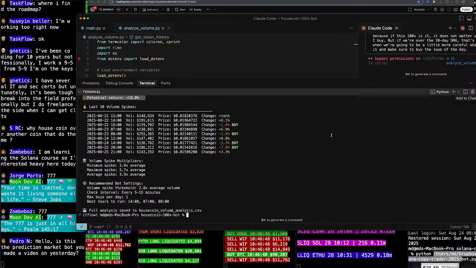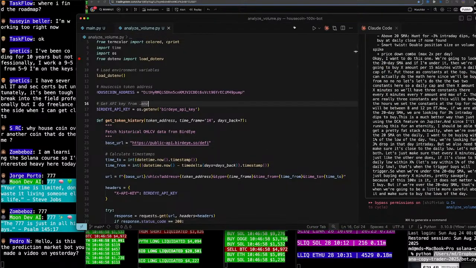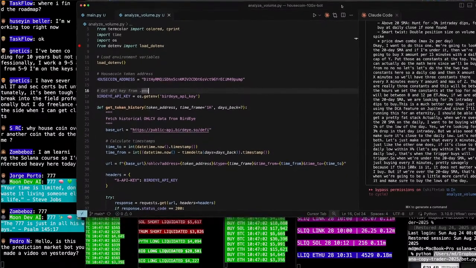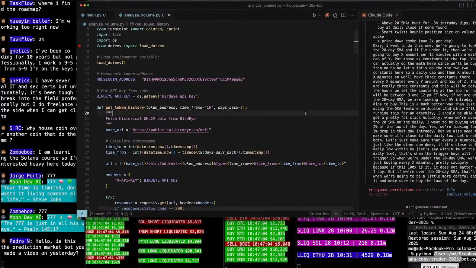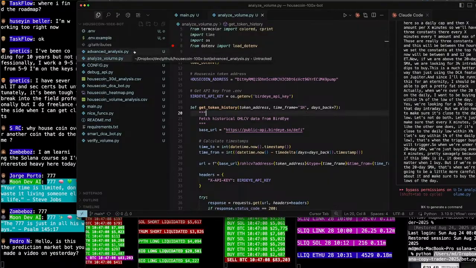I want to look at the other one. Is this the prediction market bot you made a video on yesterday? No, this is not the prediction market bot. That was yesterday, this is today.